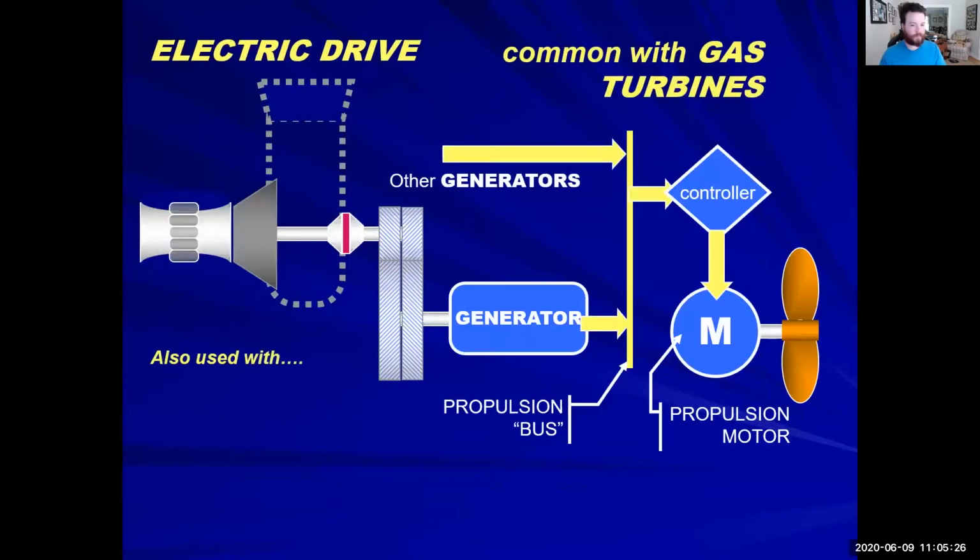So basically, you can use reduction gears in many different applications. It can be used in direct shaft. It could be used in generation of electrical power. You can use them anywhere.